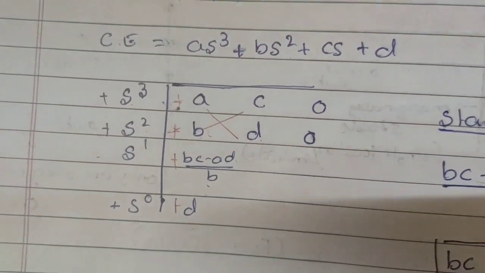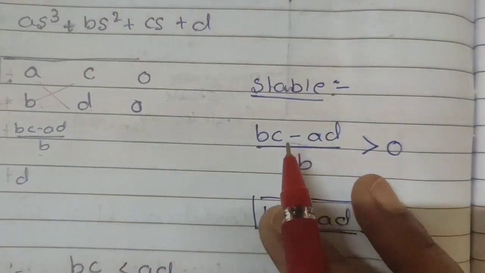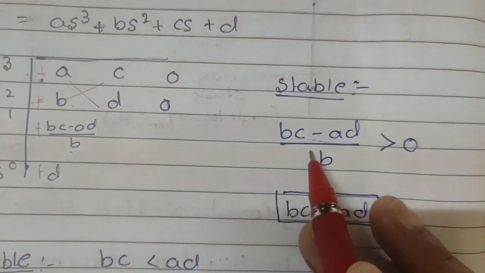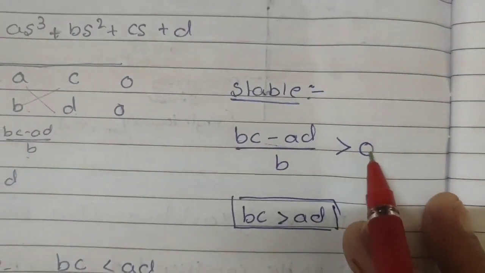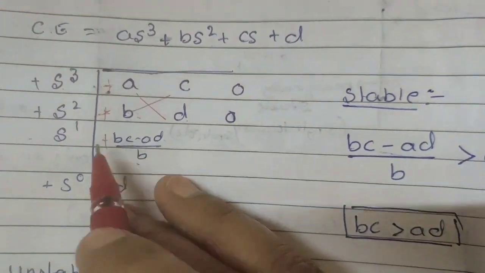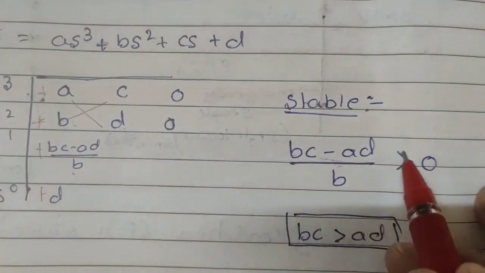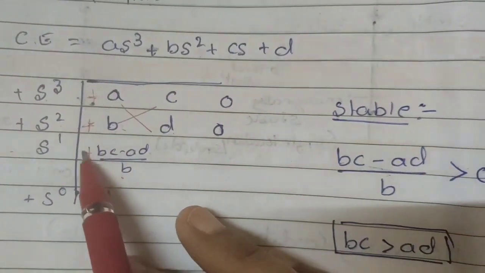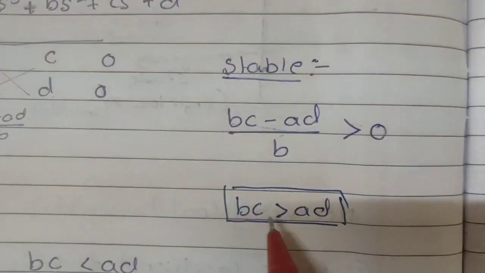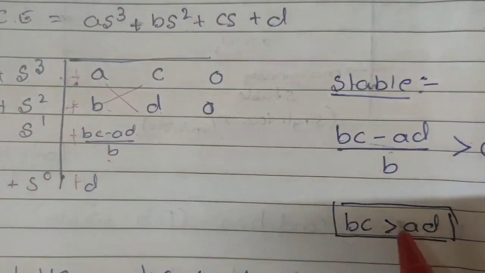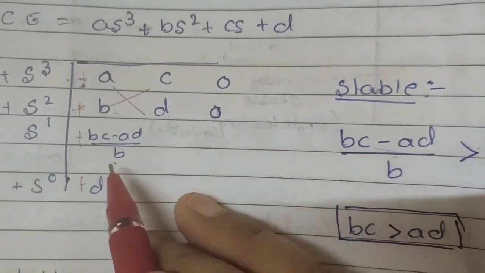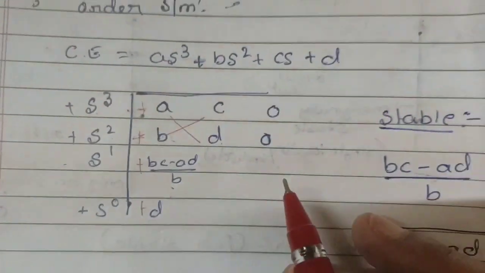So for this condition, what is the condition? (BC minus AD) divided by B should be greater than 0. This should be positive. No sign changes means positive. So (BC minus AD) divided by B should be greater than 0, that means it will have a positive sign. If this condition is satisfied, that means the system is stable.